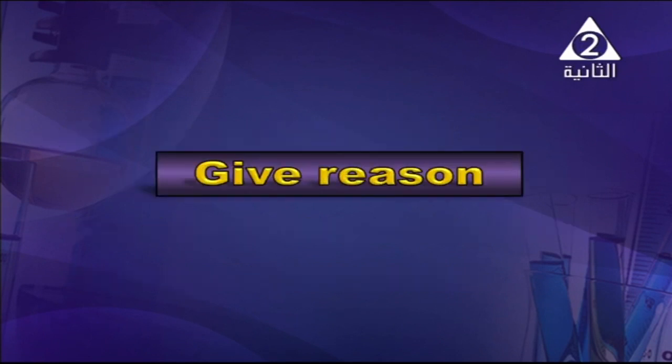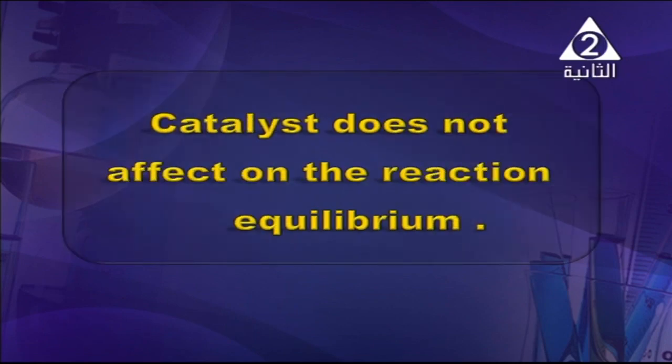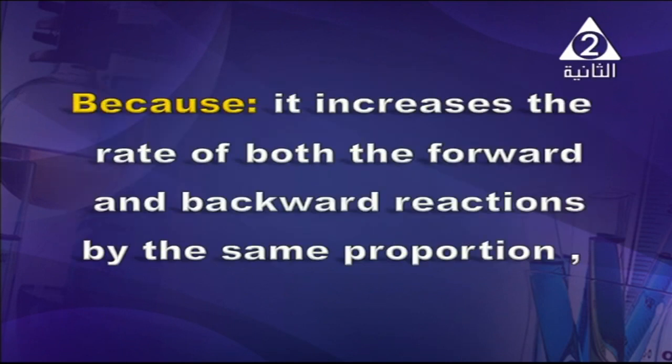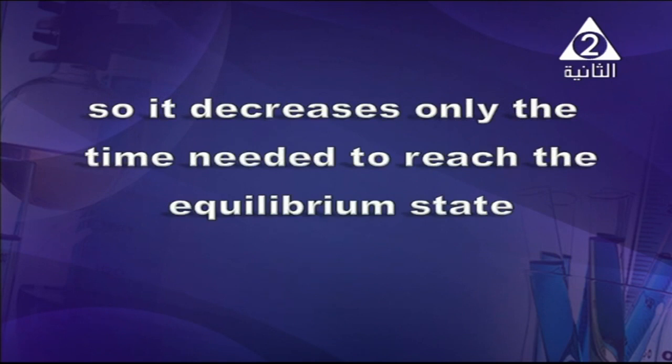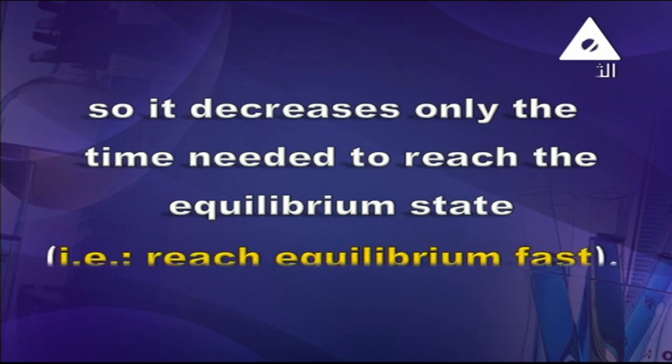So, we have to give a reason in this point. A catalyst does not affect the chemical equilibrium because it increases the rate of both forward and backward directions by the same proportion. So it decreases only the time needed to reach the equilibrium state, or we can say it reaches equilibrium fast.